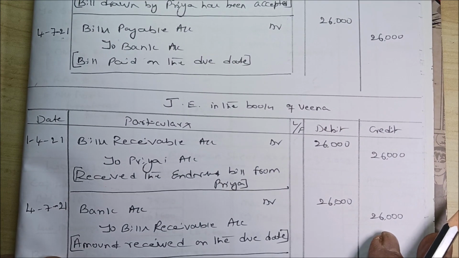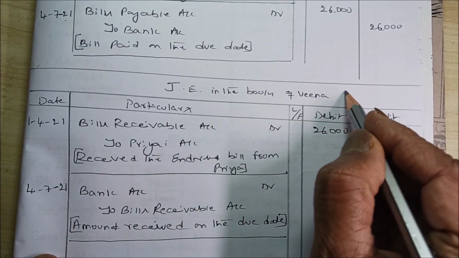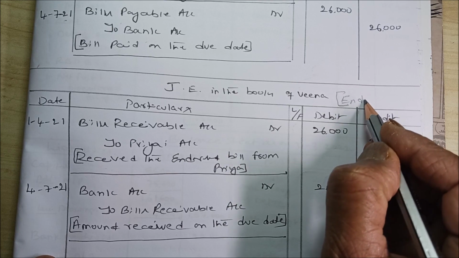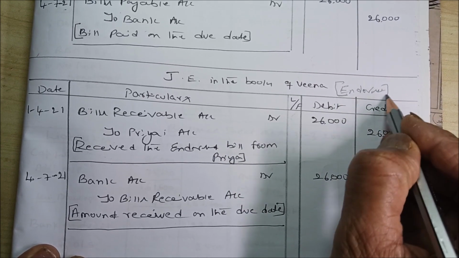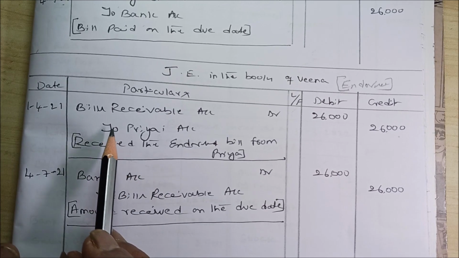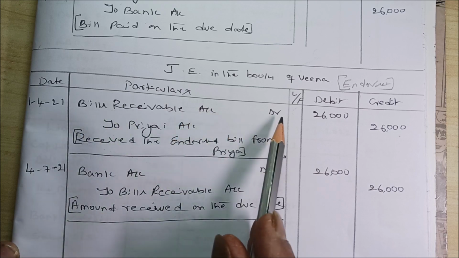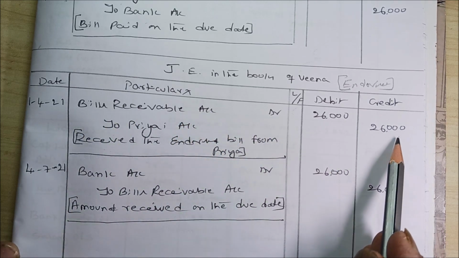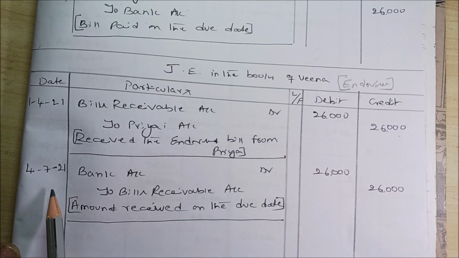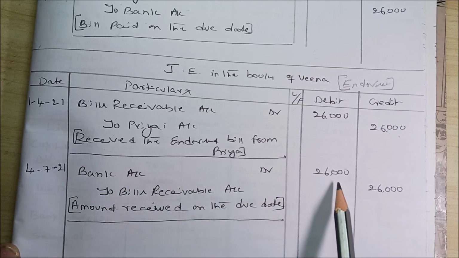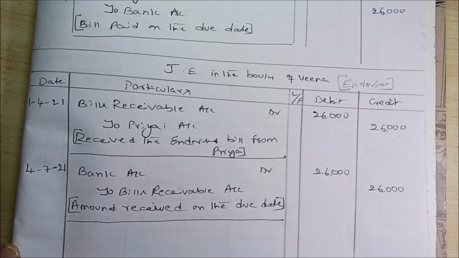Now, the last one is journal entries in the books of Veena, the endorsee. She received the bill from whom? From Priya. So, 1/4/21, bills receivable account debtor to Priya's account 26,000. On the due date, she received the amount against the bill, 4/7/21, bank account debtor to bills receivable account 26,000. In total, it is 3 plus 3 plus 2, 8 journal entries. If you pass them, you will get 12 marks. Very easy, getting 12 marks.